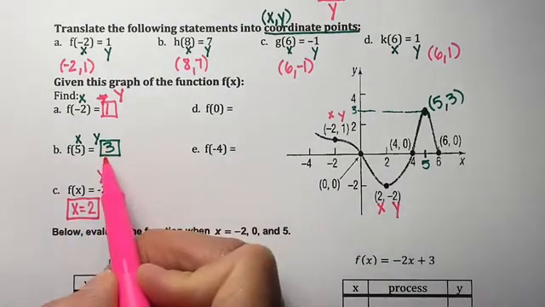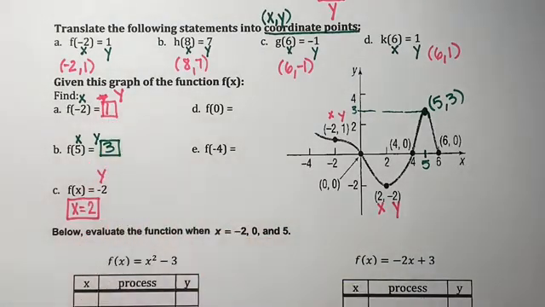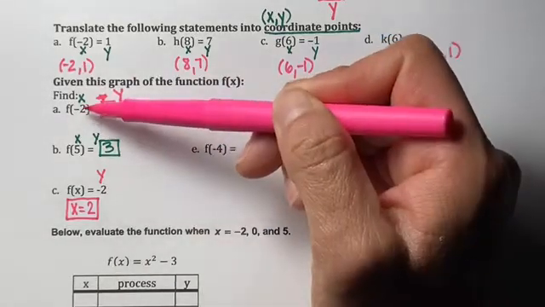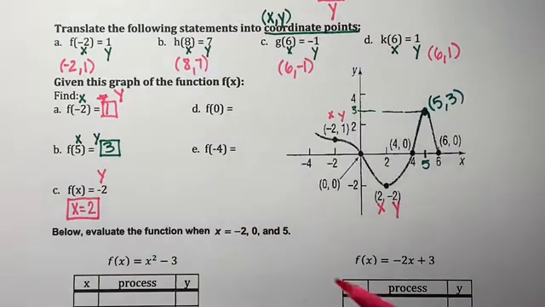And you can write your answer the same way, y equals 3, y equals 1. But because this is already in function notation, f of negative 2 equals positive 1. F of 5 equals positive 3.